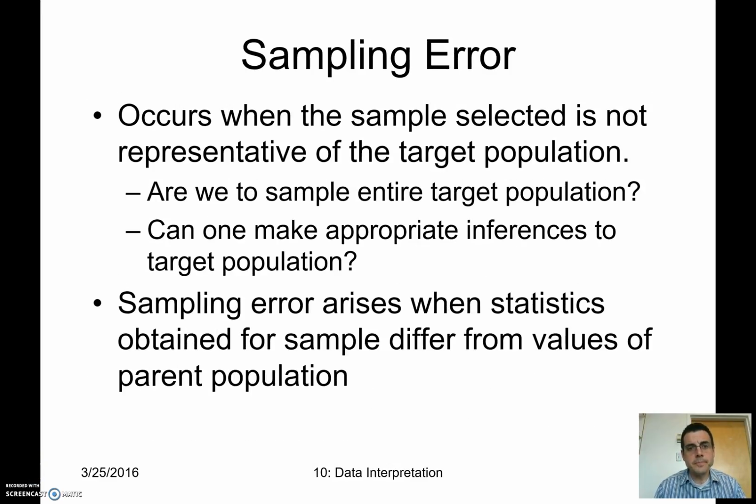to get a more precise measurement specific to her blood pressure. Another aspect when we talk about random errors is sampling error, and this occurs when the sample selected is not representative of the target population.